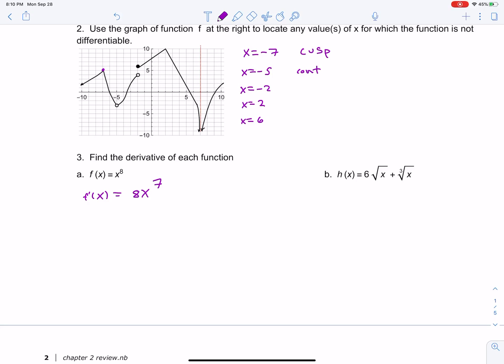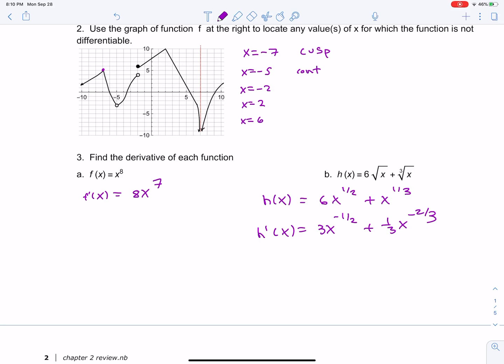So again, reminder with b, I'm going to rewrite this algebraically. So I get 6x to the 1/2 plus x to the 1/3. That's some algebra. Now time to take a derivative. So I say h prime of x equals 1/2 times 6, which is 3, x to the -1/2. Let's make that -1/2 look a little neater. How about that? So -1/2 plus, taking the derivative of that, we get 1/3 x to the -2/3.